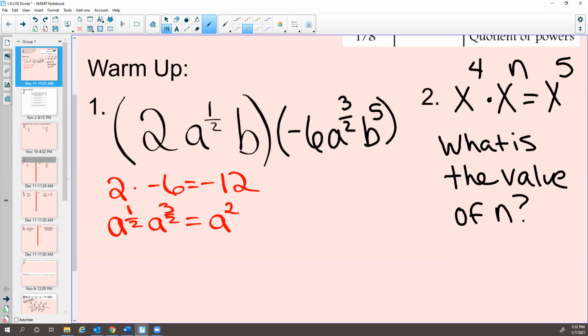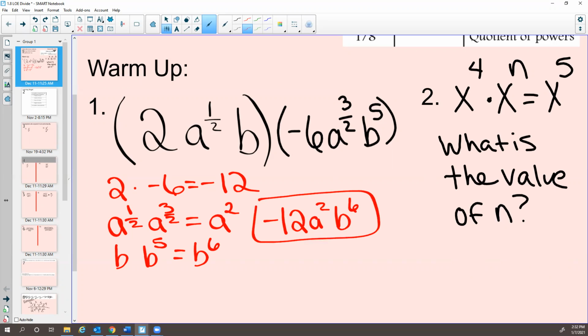My b's, I have a b in my first parentheses and a b to the 5th in my second parentheses. 1b plus 5 b's gives me 6 b's. So my final answer is -12 a squared b to the 6th. On number 2, what is the value of n? Well, I have x to the 4th times x to the n equals x to the 5th. What plus 4 equals 5? 1.